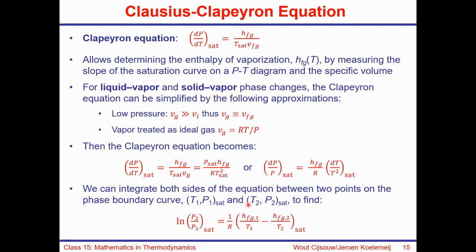And you will notice that apart from P1, P2, T1 and T2, there's also the enthalpy of, for example, vaporization for point 1 of the curve, and here the enthalpy for point 2 on the saturation curve.